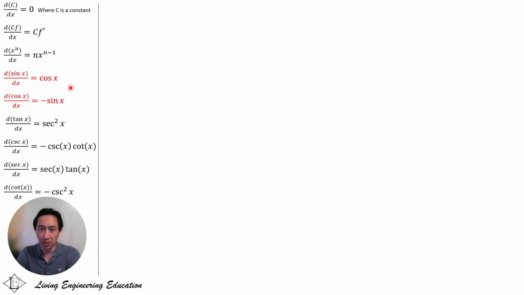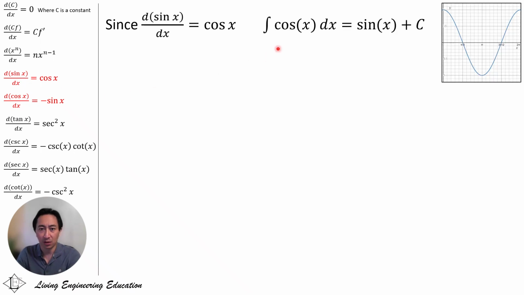sine and cosine. Now remember, if I take the derivative of sine and get cosine, then if I take the integral of cosine, I get sine, right? It's just literally the reverse of it. So the integral of cosine gives me sine. In an indefinite integral, remember we put sine plus c.